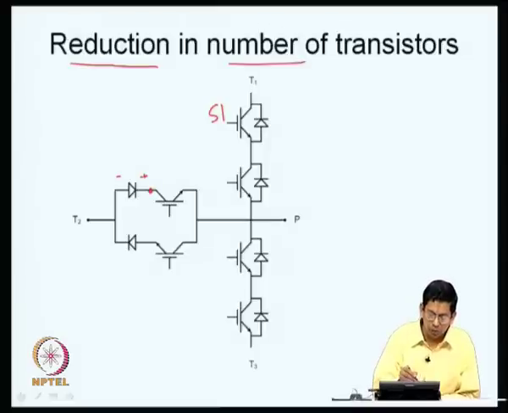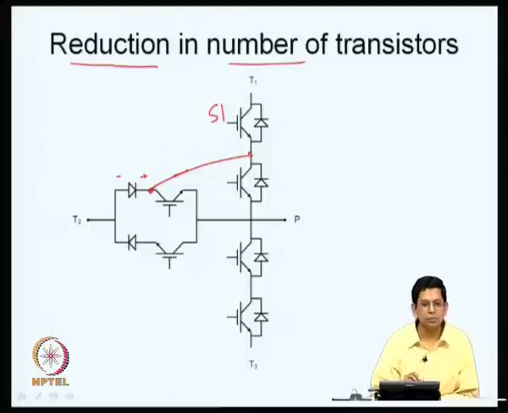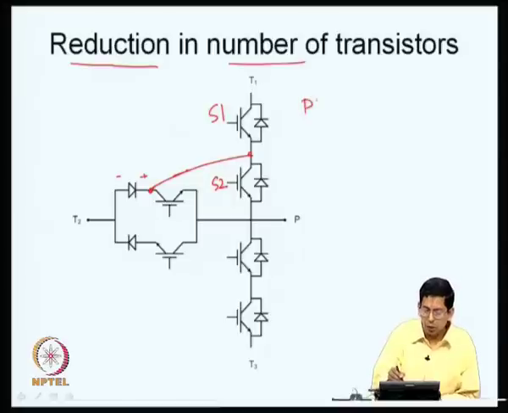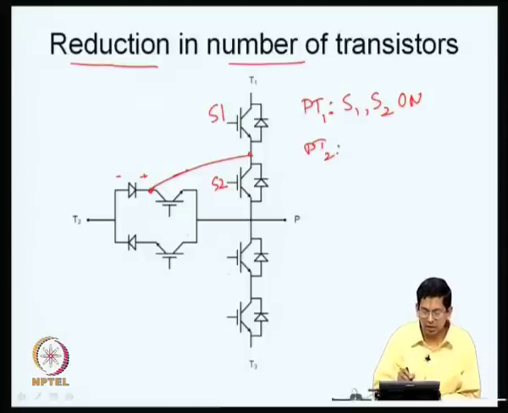So, the question is, what happens if we connect these two? It can still work. For pole P to throw T1, when S1 and S2 are on, pole P and throw T1 will be connected. For pole P and throw T2 to be connected, what you do is you have S2 on, and let us call this S3 and S4.